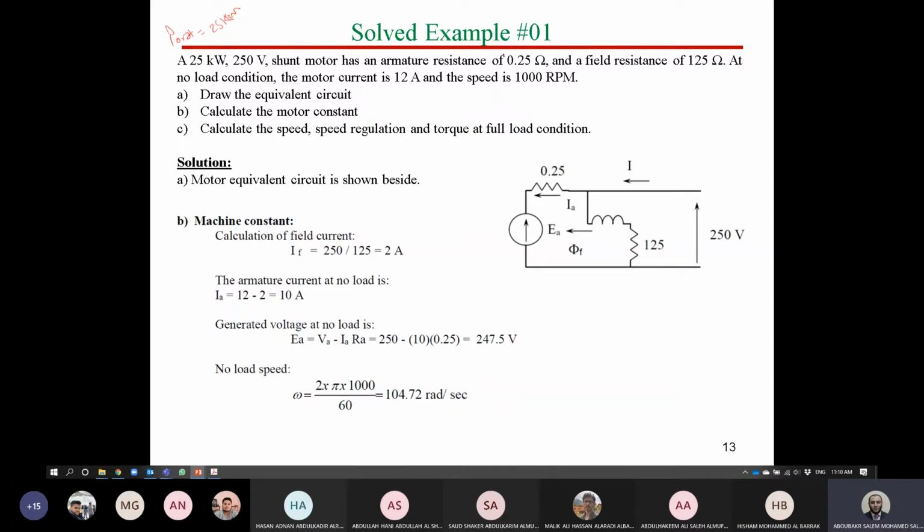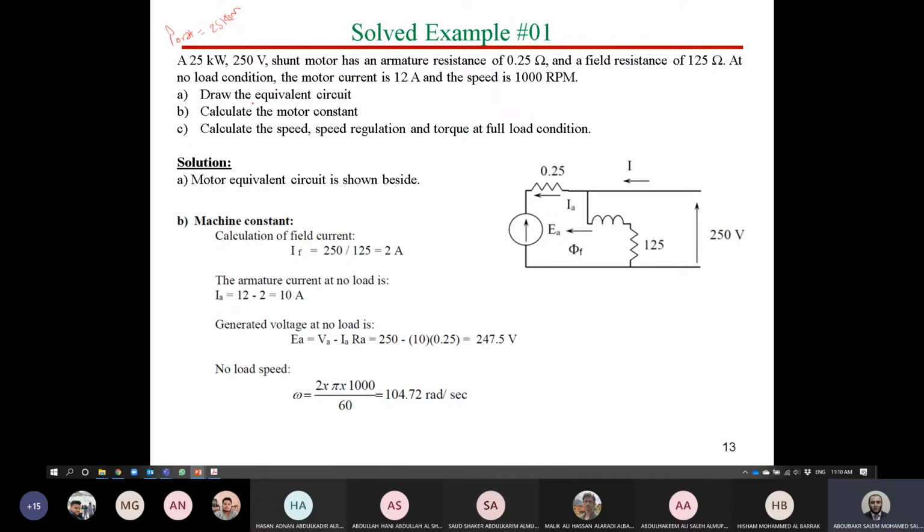Shunt motor has armature resistance and field resistance given. At no load condition, the motor current is 12 amp. If you need to calculate the flux constant, you will have a certain operating point to get the value of K phi, which means you have now 12 ampere at no load, and the speed is 1000 RPM. You can use these data in order to get the value of K phi, the flux constant of the machine, or we can call it the machine constant.